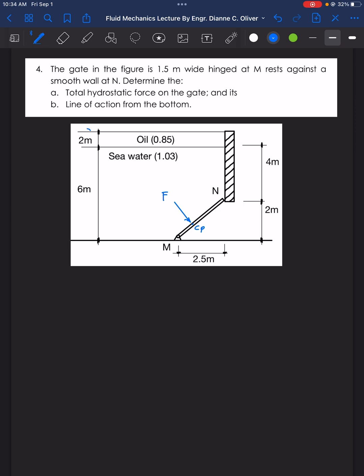Given the height of the liquids, how do we solve now the hydrostatic force? First and foremost, we need to get the area of this gate. The problem only gave us the width, which is 1.5 meters. So we need to solve for the height, or the length, of the gate.